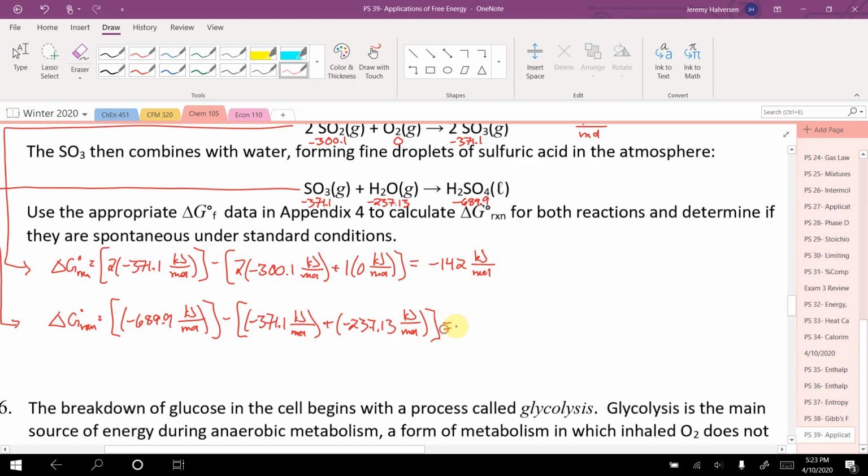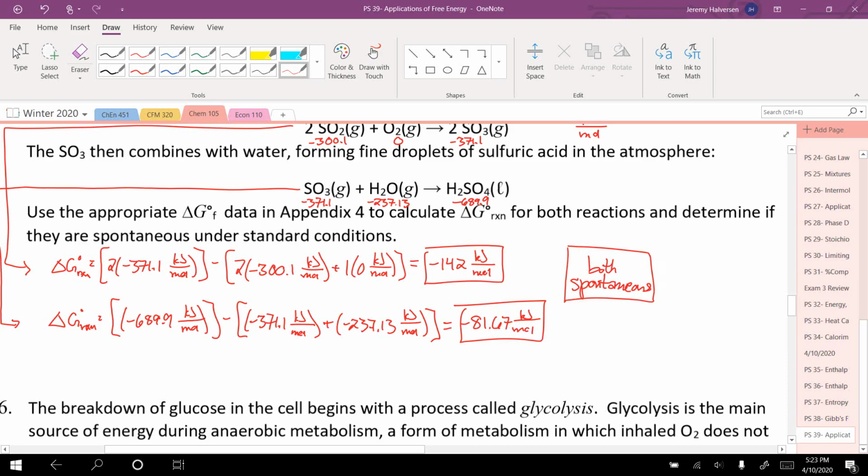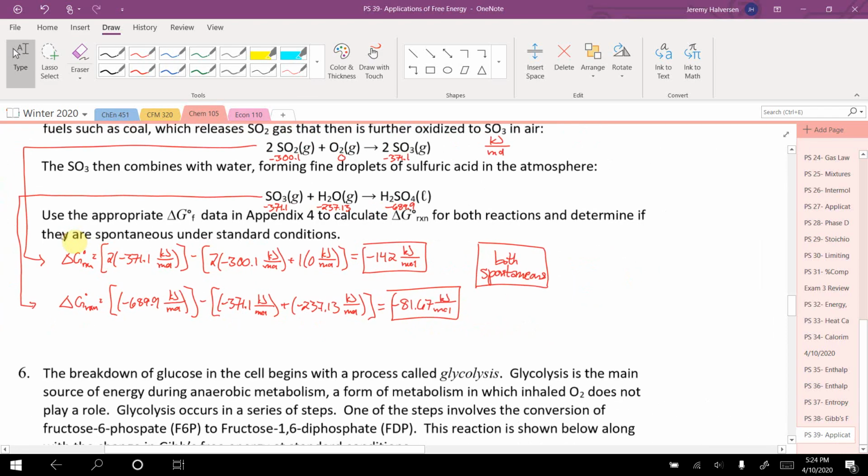And I get negative 81.67. Reaction 1, reaction 2. Because both values are negative, both reactions are spontaneous at the 25 degrees Celsius where we got these values. Right? So at 25 degrees Celsius.